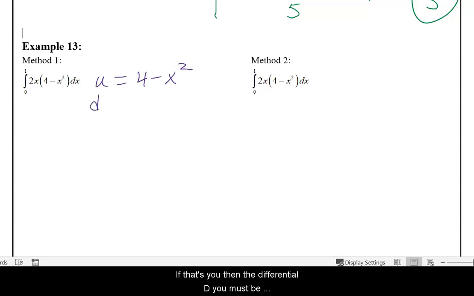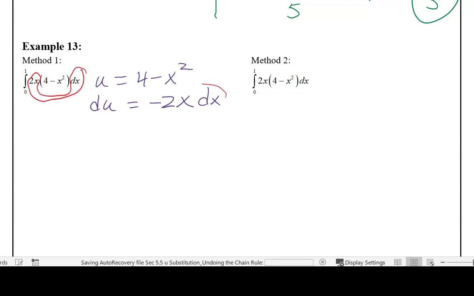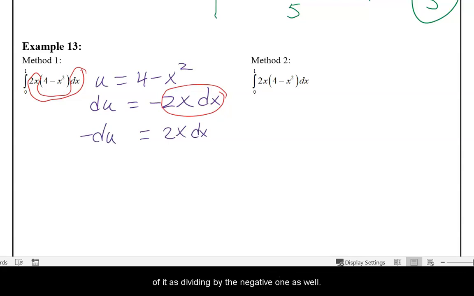If that's u, then the differential du must be negative 2x dx. Remember that the derivative of the constant term 4 is 0, and the power rule pulls the 2 to multiply by the negative 1. Looking at what's here, I have a 2x and a dx, but I don't have a negative. I can simply take care of that, though, without too much trouble, by isolating the 2x dx and solving for it by multiplying both sides by a negative, or you could think of it as dividing by the negative 1 as well.